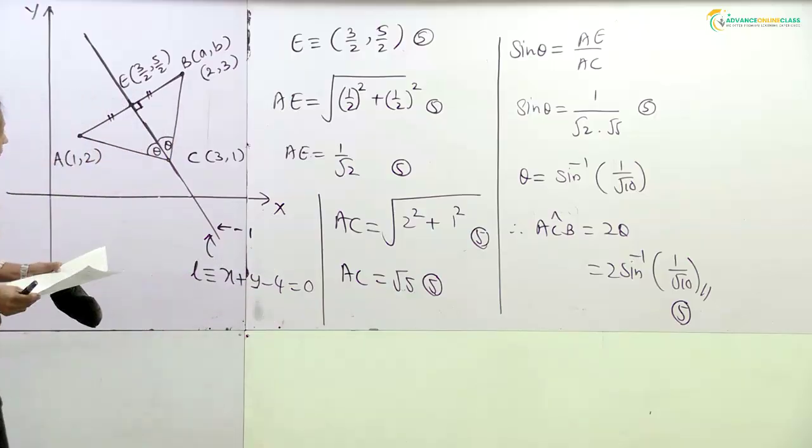Next one, this way. Let S be the circle through the points ABC. Show that the center of S is given by this, and find the equation of S.